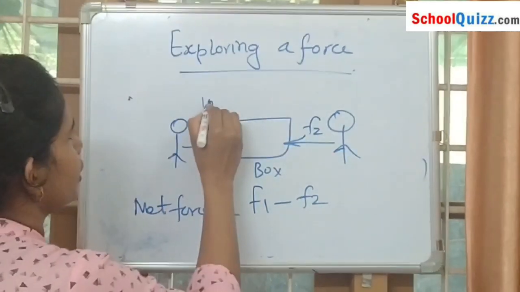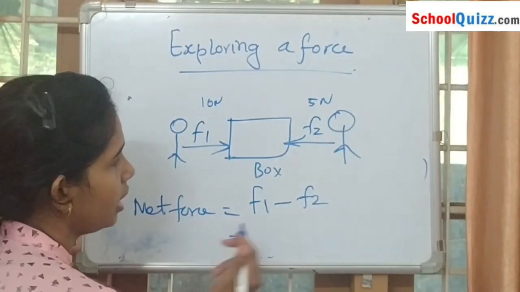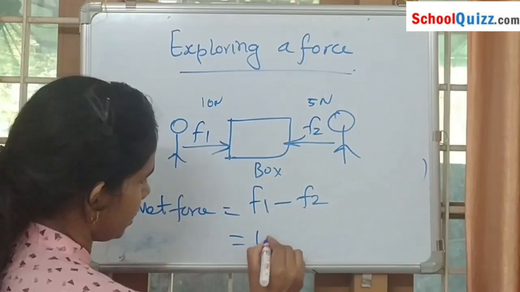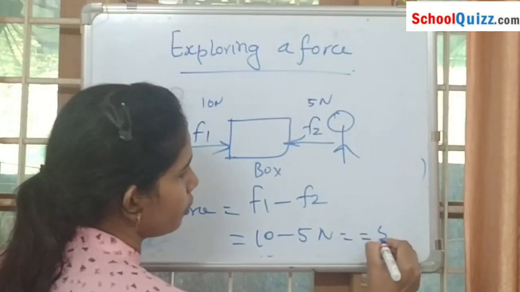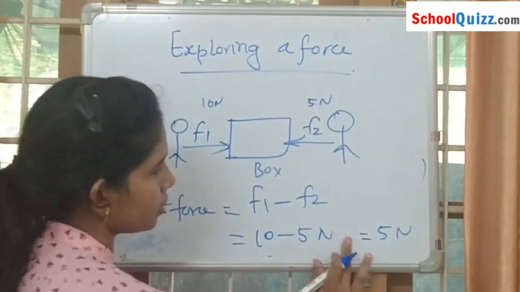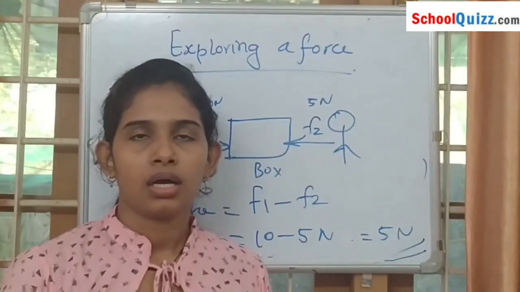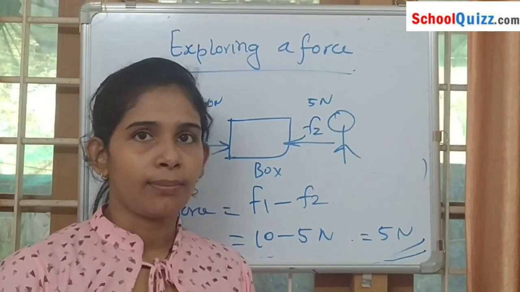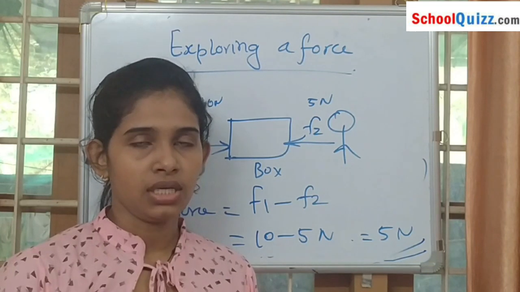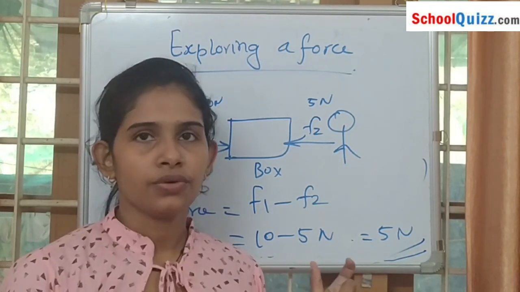Say it is 10 Newton and it is 5 Newton. Then what will be the net force here? It is 10 minus 5 Newton, so equal to 5 Newton. I will repeat. If forces are applied in opposite direction, net force will be difference between these two forces.